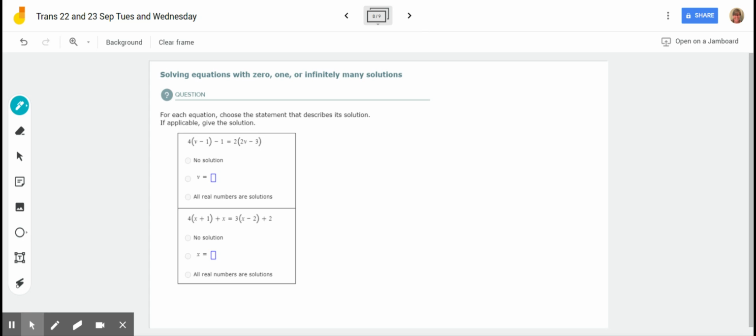All right. Next one, solving equations with 0, 1, or infinitely many solutions. When you have a line, and we are graphing 2 lines.